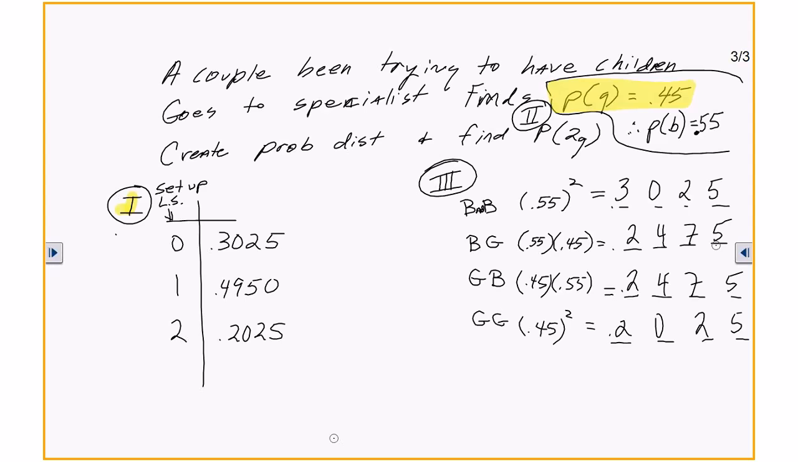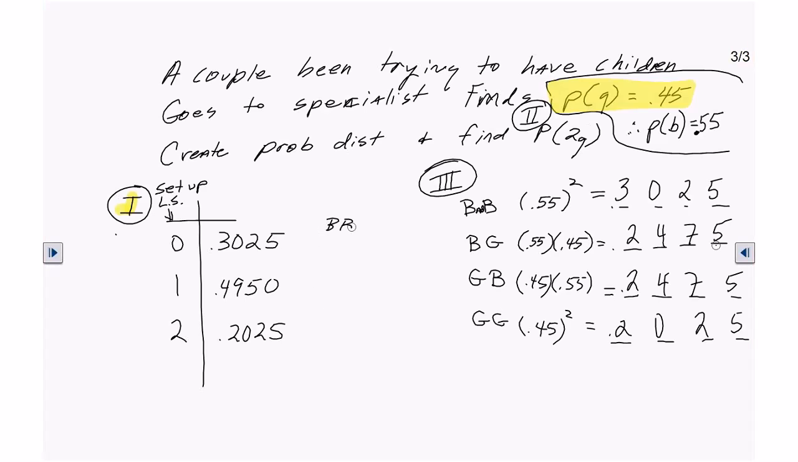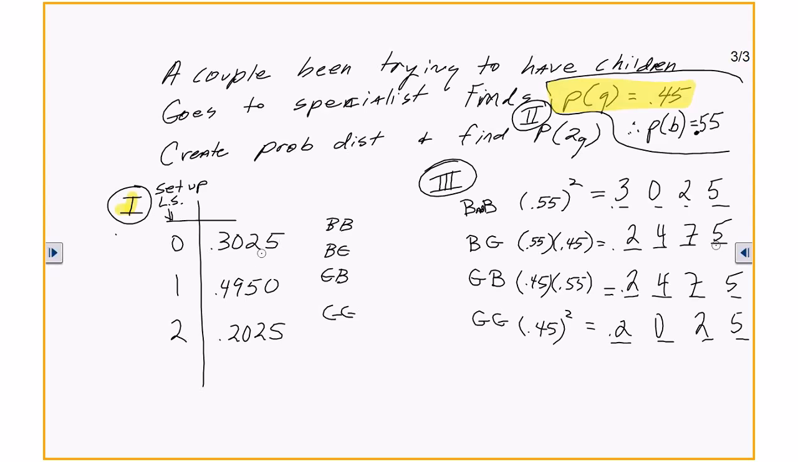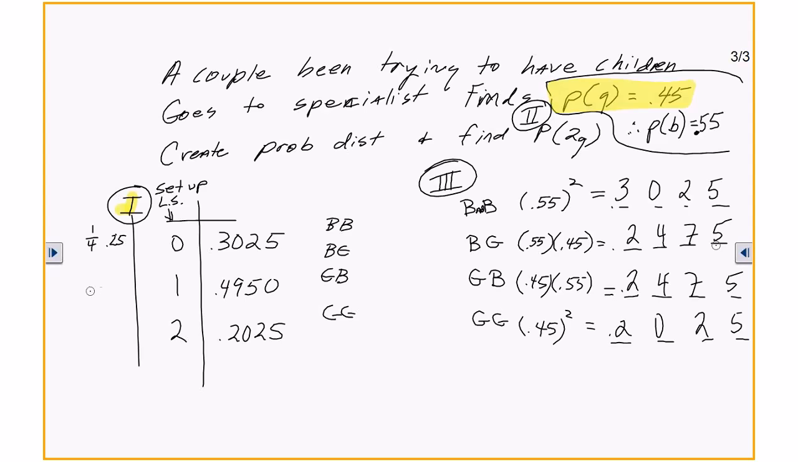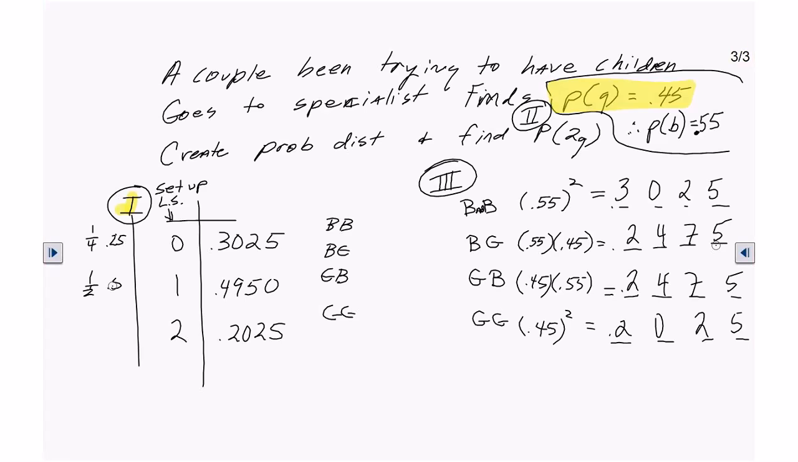Now you didn't have steps 2 and 3 in chapter 5. You didn't have this because it was assumed to be 0.5, and all you did was go boy-boy, boy-girl, girl-boy, and girl-girl. And then you said, okay, there are 4, so just mark through this. Well, over here, 0 girls would be 1/4 or 0.25. And over here it would be 1/2, 0.5. And then here, 2 girls would be 1/4, 0.25.